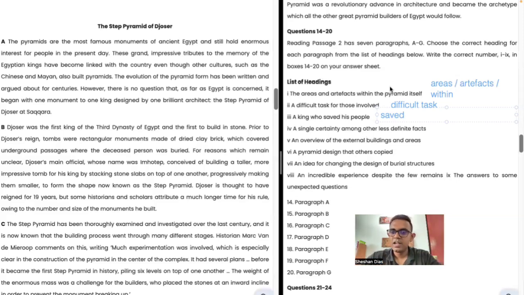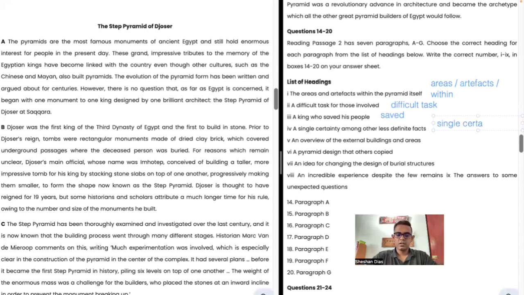So here it's within the pyramid. Here it's a hard task or a difficult task. Here it's the word saved. A king saved his people. All right. A single certainty among other less definite facts. So single certainty, less definite facts. Those are our two keywords.